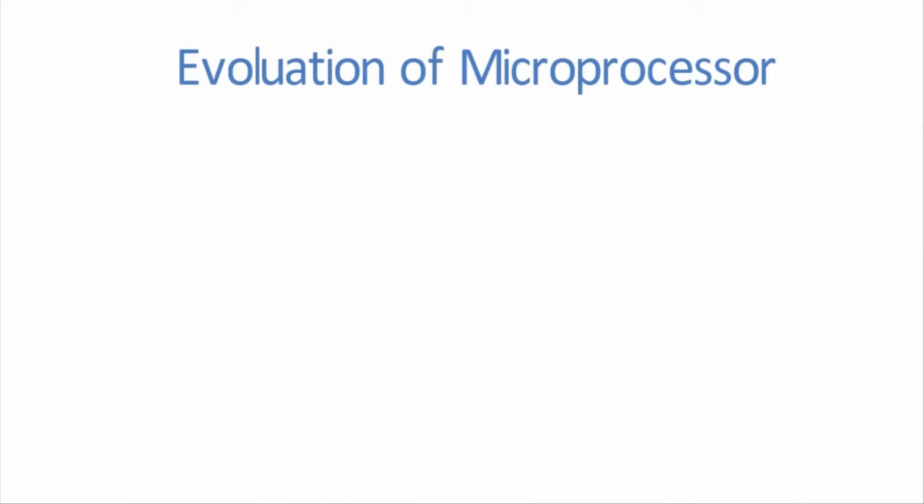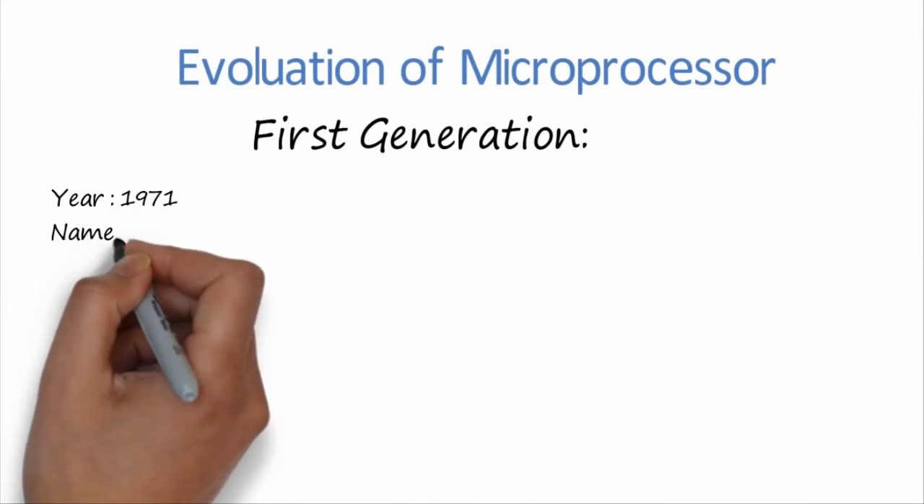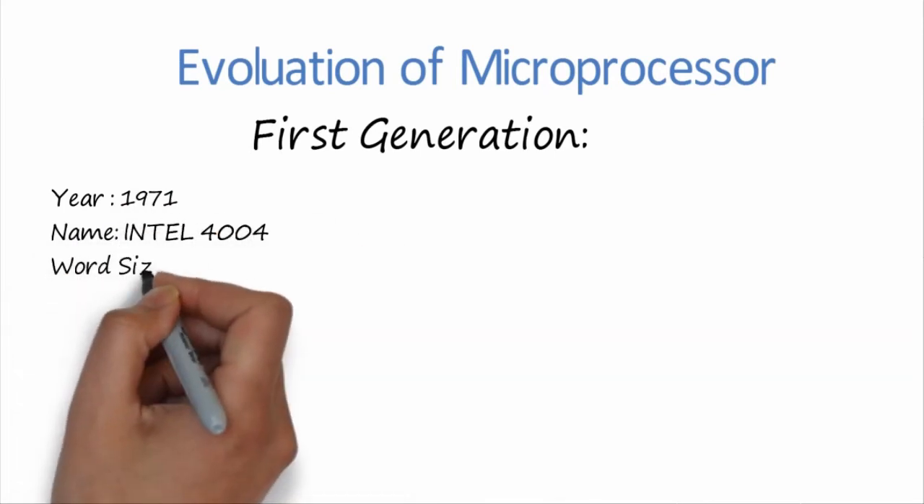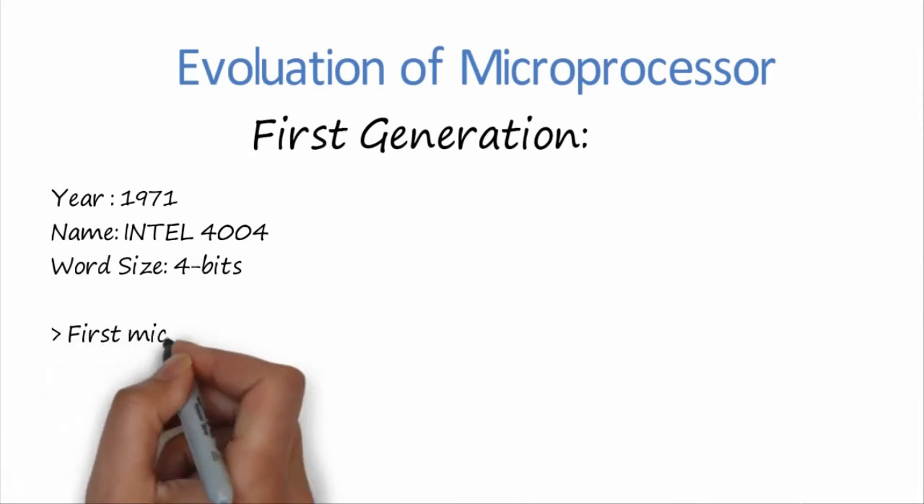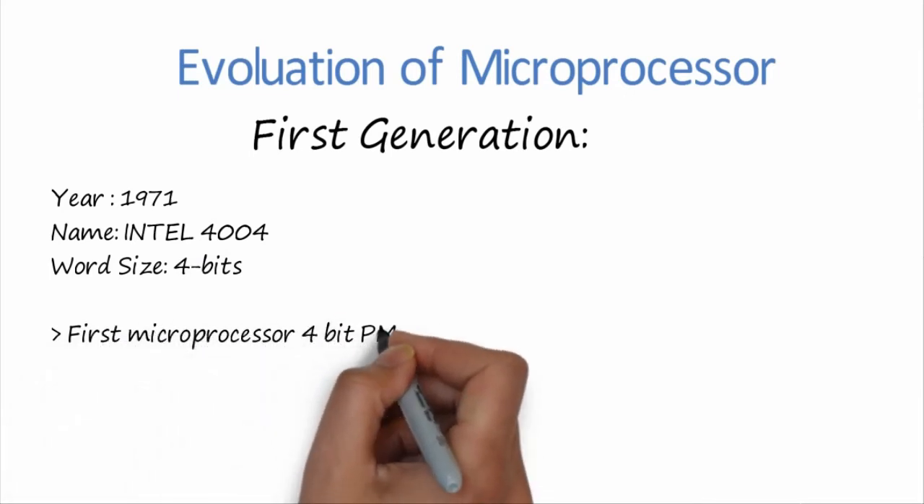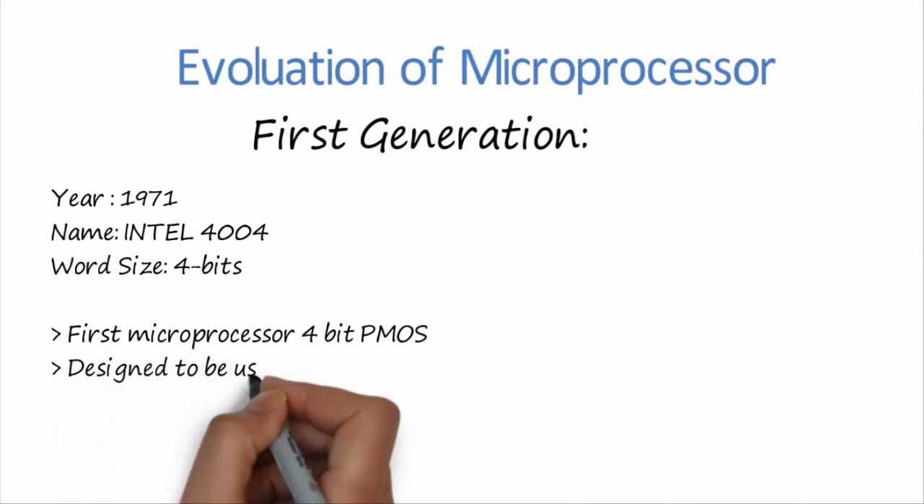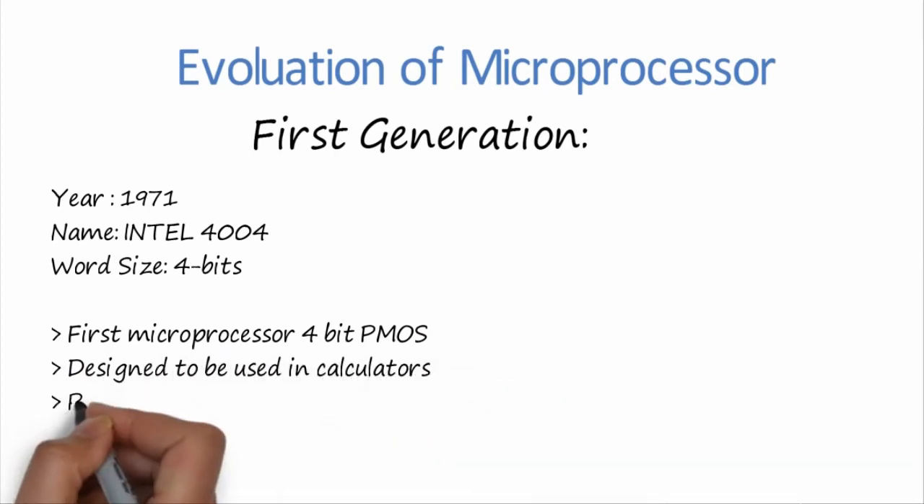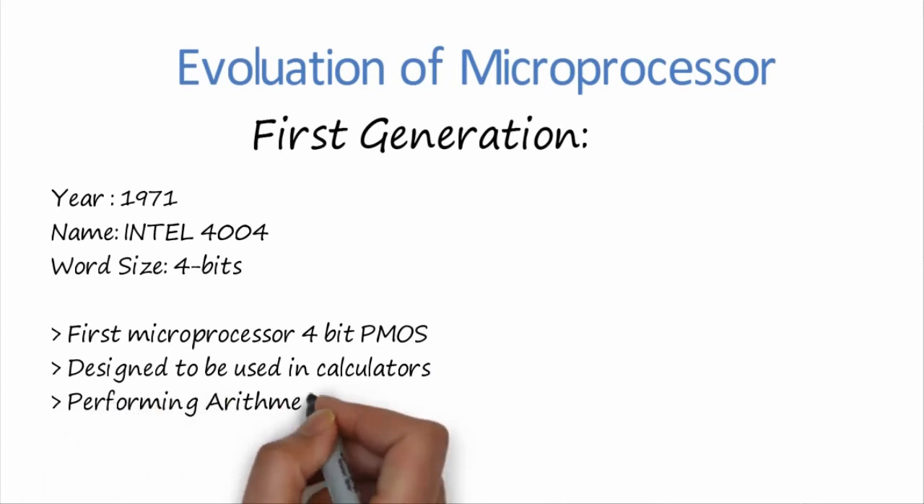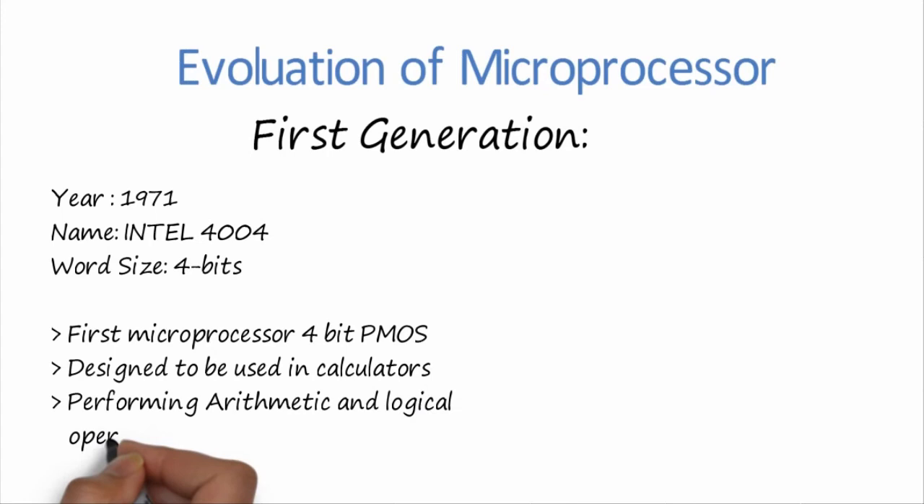The journey of microprocessor, as I say, started with 4-bit, and now we are in the era of 64-bit. So the first generation. The first generation microprocessor was introduced by Intel and the name of that microprocessor is Intel 4004. It was a 4-bit microprocessor and was introduced in 1971. Now this microprocessor was designed specifically to be used only in the calculator. It was not designed for general purpose use.